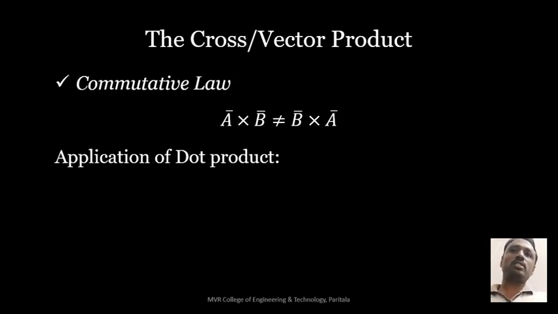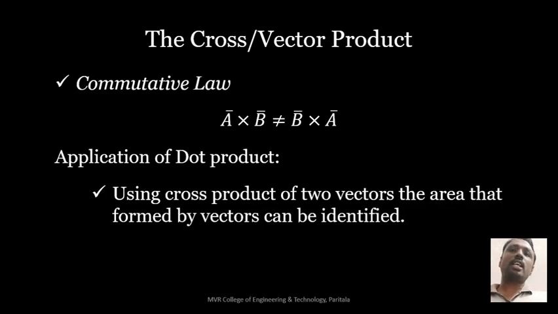So using cross product of two vectors, the area that is formed by the vectors can be identified. So let us take two vectors, A bar and B bar. These two vectors may form a triangle. By joining the top edges of the vectors, we can form a triangle. So by calculating the magnitude of A bar cross B bar, we can identify the triangle that was formed by A bar and B bar.